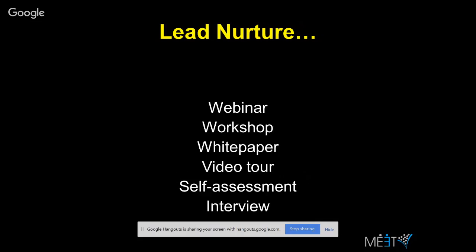So we might go from an interaction and meeting someone at a trade show to the next step, they might be attending a webinar or a workshop. They might get a white paper. We might send them or allow them access to a video tour or a self-assessment, or we might go through an interview, which would be that first meeting.